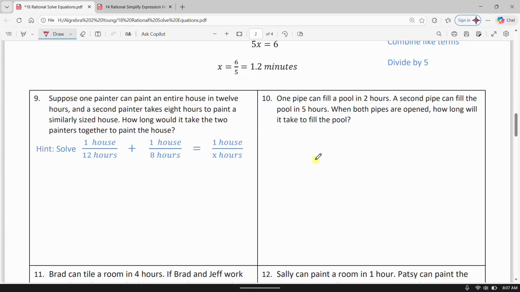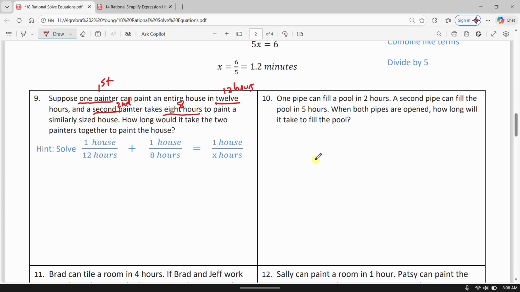For this one over here, you just have to figure out the proportion of each person's work, what belongs to that person, then you're going to set up the rational equations. So there are two painters, by the way. One painter can paint the entire house in 12 hours. So you can see 12 right here. So the first painter paints the house in 12 hours. And then there's a second one. The second one can paint the house in 8 hours.